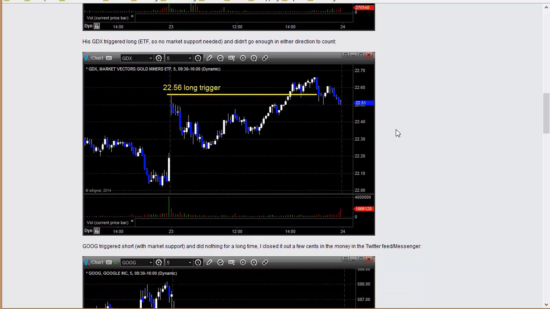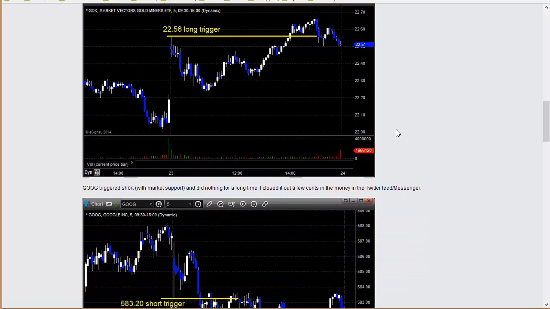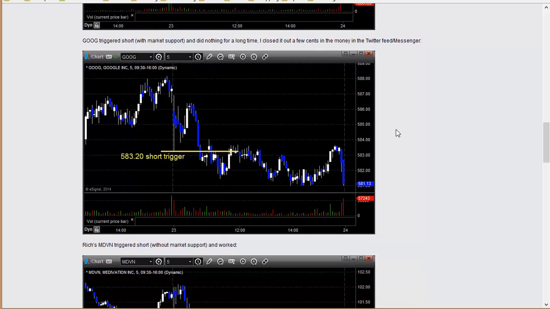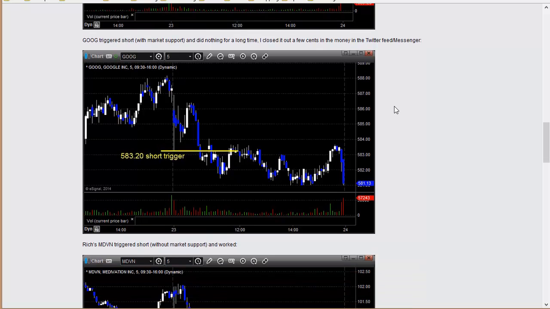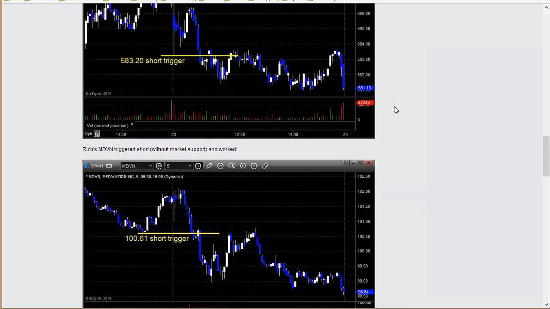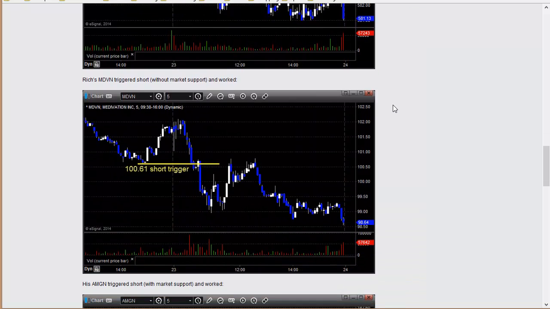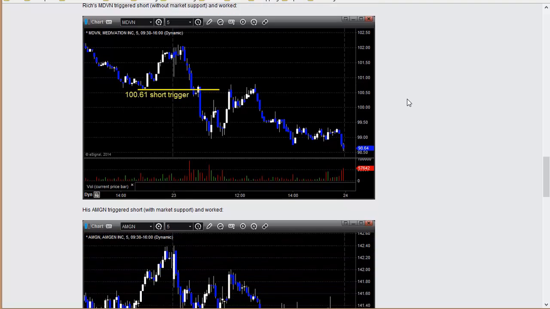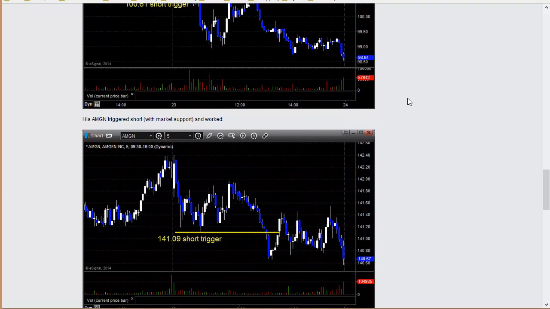We had another trade on a gold ETF that's a little different. It's not really directly impacted by the market. We had a short trade that triggered when the market was heading lower on Google that worked for us a little bit. We had another short trade that worked well on MDVN. Got us a couple points there when the market was heading down after filling the gap.